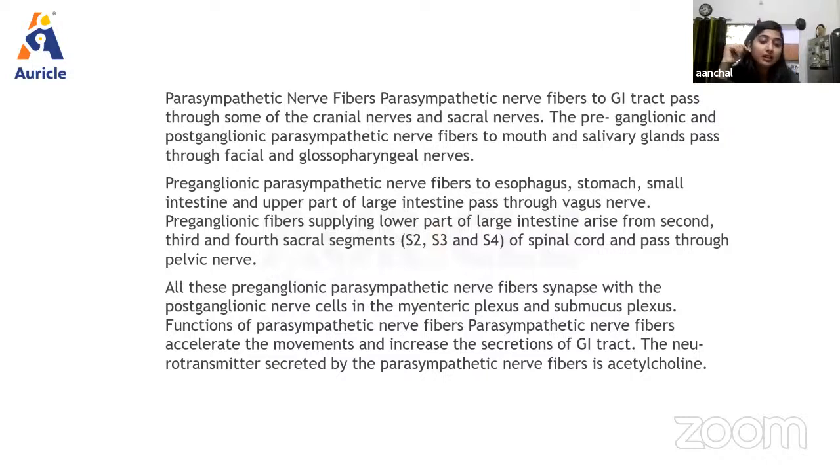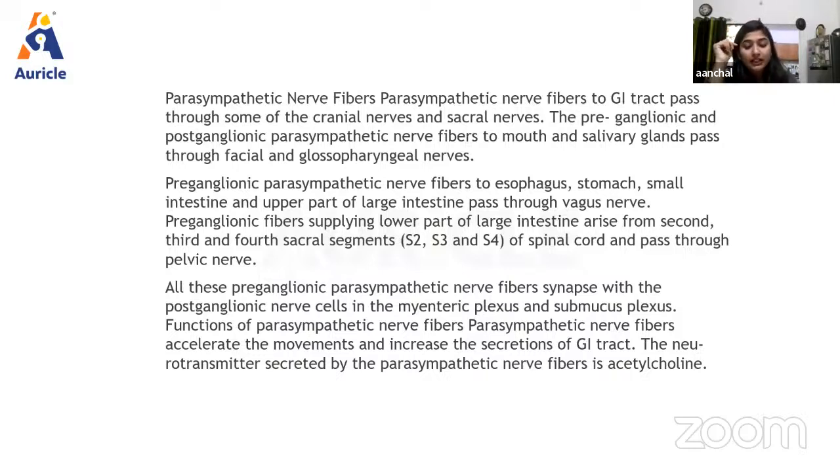So the parasympathetic stimulation is responsible for, first, increasing motility and tone. Second, relaxation of sphincter. And third, increasing secretions of the GIT. These are the three important functions it has. You need to remember. Then next we have the sympathetic.